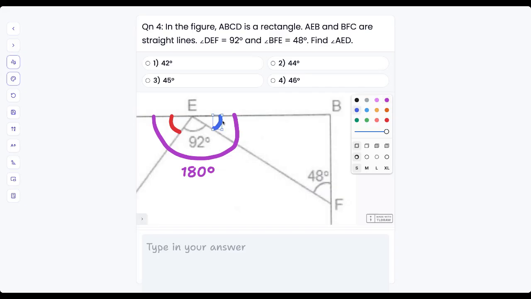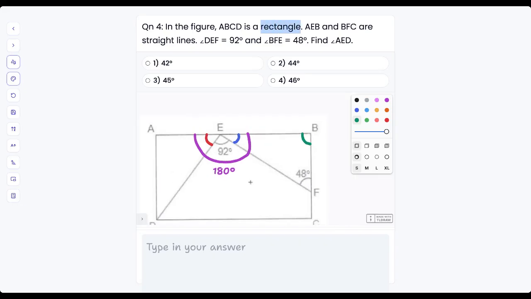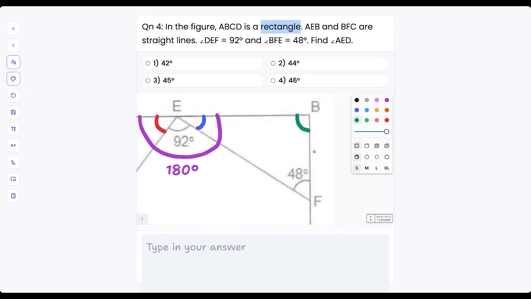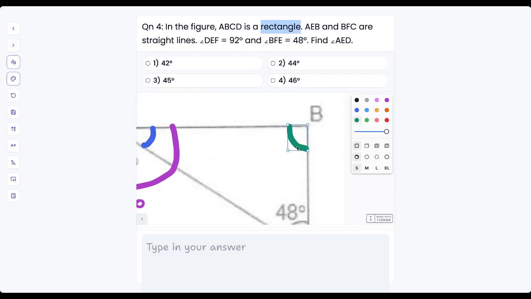So how do we get this blue angle? To get this blue angle, we need to get the other angle. And what is this angle over here? If you read the question, this whole thing ABCD is a rectangle. So we already know that this is a right angle. That's what we see over here. Let me put it in black. So this is a right angle.